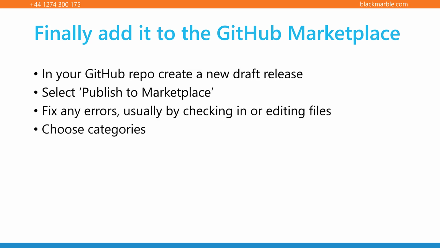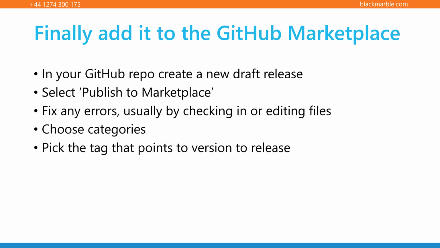You choose what categories the action belongs to. Is it a utility? Is it build? Is it test? That sort of thing. You pick the tag that points to the current public release. And then you click Publish Release, and that's it. And once you've done that, your action should appear in the marketplace for anybody else to find.